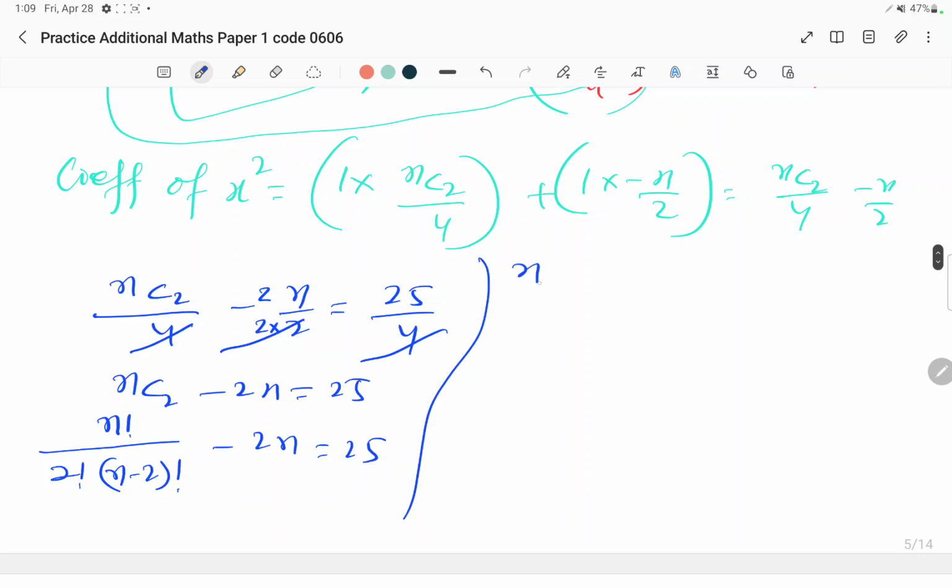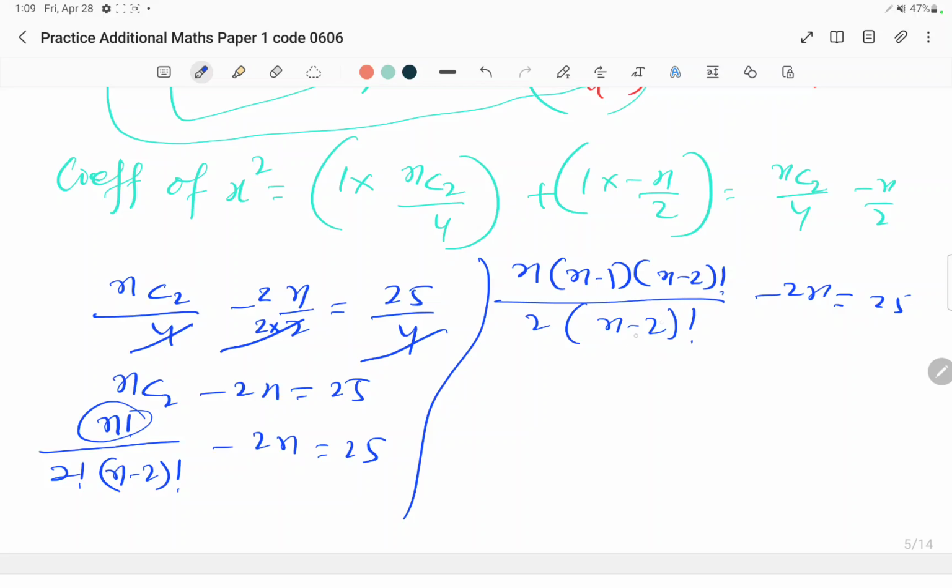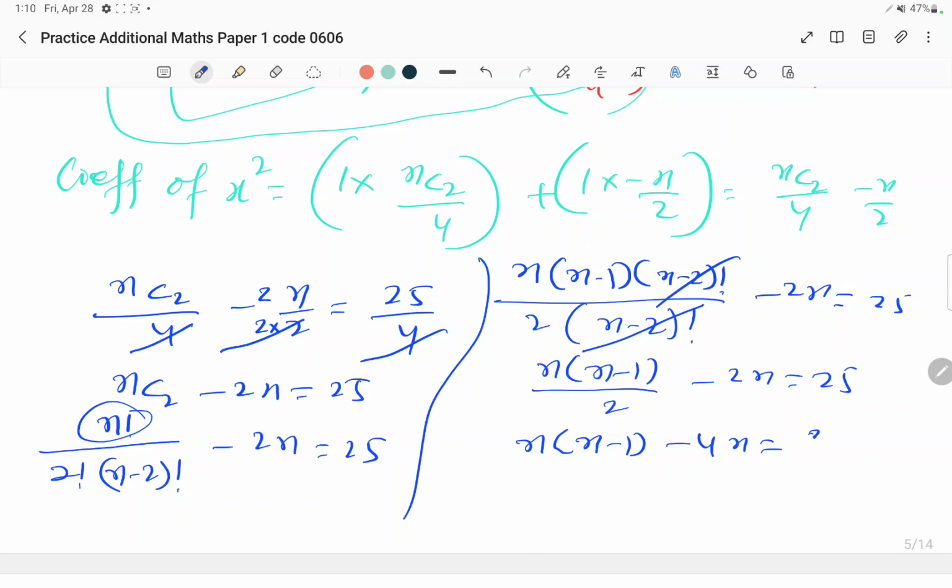Then I will open n factorial. If I open this n factorial, then I will write n times n minus 1, then I will leave it up to n minus 2 factorial, and then 2 factorial is 2, and then n minus 2 factorial, minus 2n is 25. n minus 2 factorial got cancelled. So I got n times n minus 1 over 2 minus 2n equals 25. Now just multiply by 2. So n times n minus 1 minus 4n, and then 2 times 25, that is 50. Now I got n square minus n minus 4n, you can take it to the left side, that's minus 50. I got n square minus 5n minus 50 equals 0.